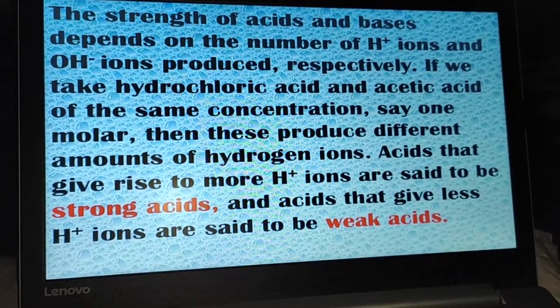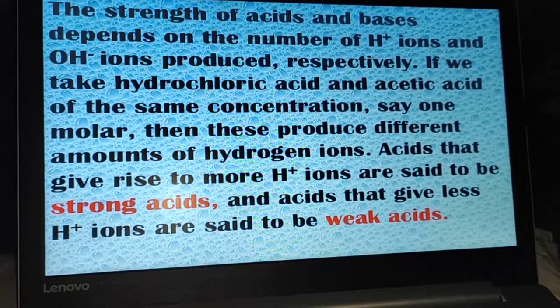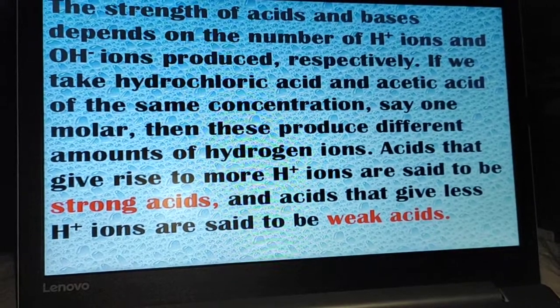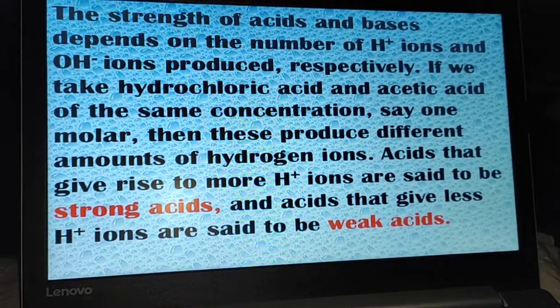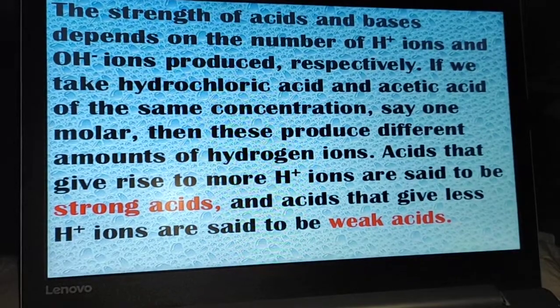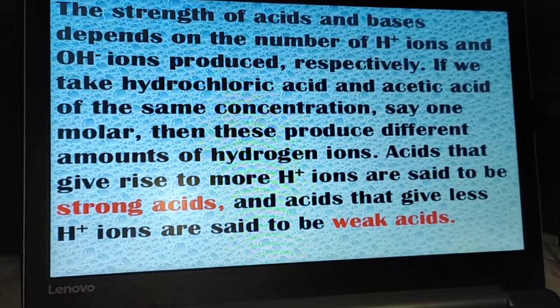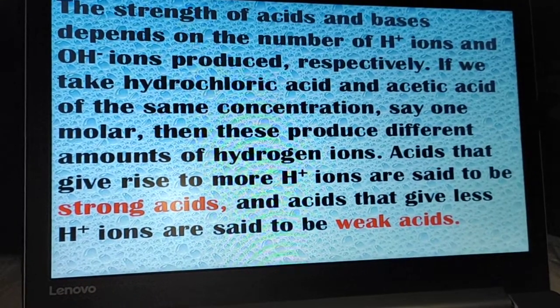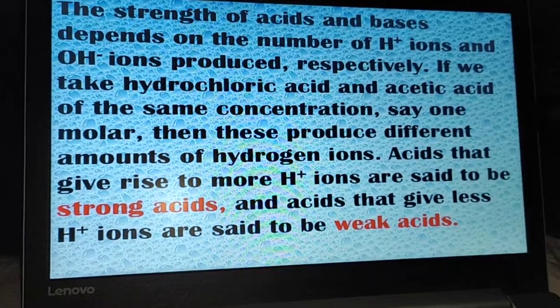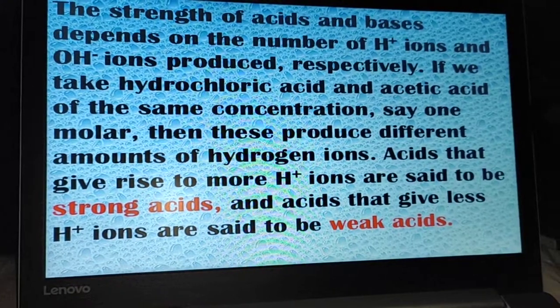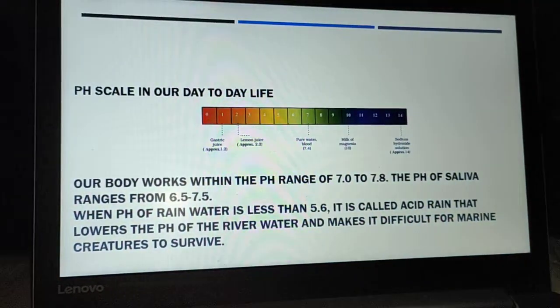The strength of acids and bases depend on the number of H plus ions and the OH minus ions produced, respectively. If we take hydrochloric acid and acetic acid of the same concentration, say 1 molar, then these produce different amounts of hydrogen ions. An acid that gives rise to more H plus ions is said to be a strong acid, and otherwise it is known to be a weak acid.